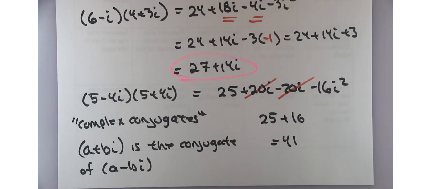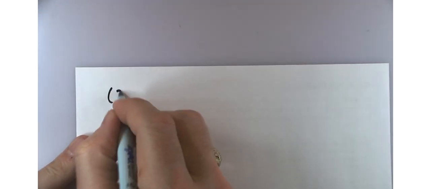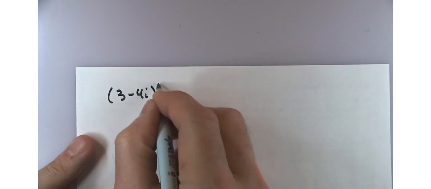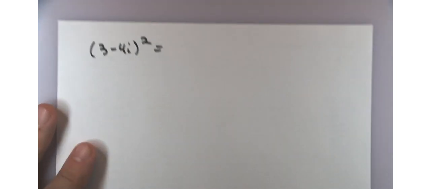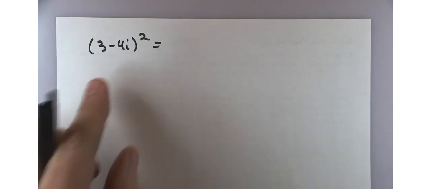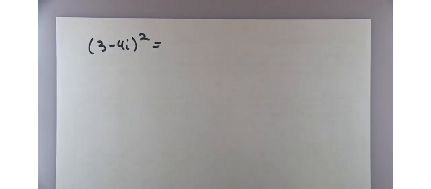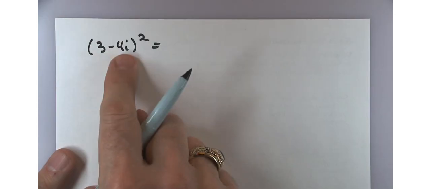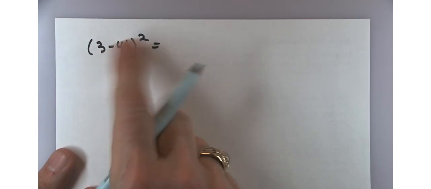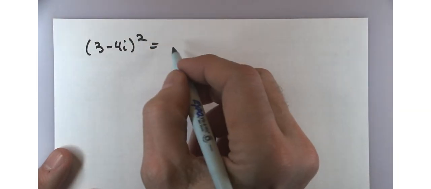Let's try another one like that, just for some practice. And that's going to be 3 minus 4i squared. Now, there's a reason that I put this on exams. It's because I want to try and help you get over the urge just to go, oh, 3 squared and minus 4i squared. You can't do that. You can't distribute this squared term. What do you think we have to do instead?